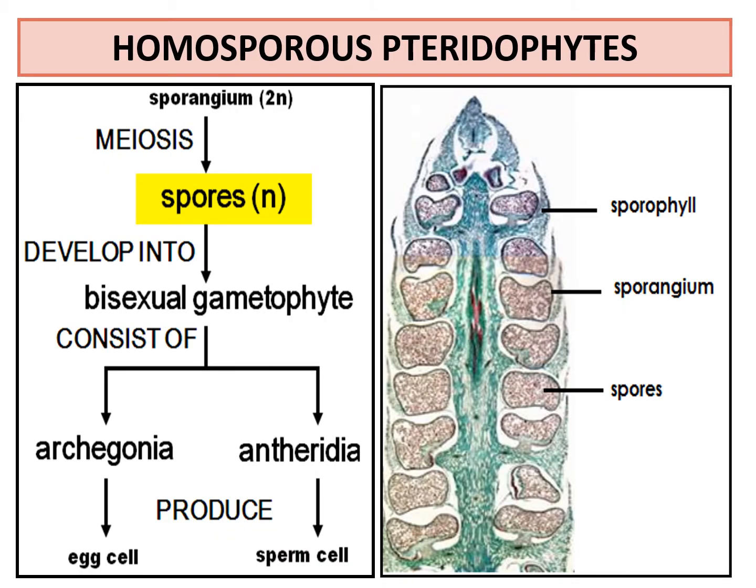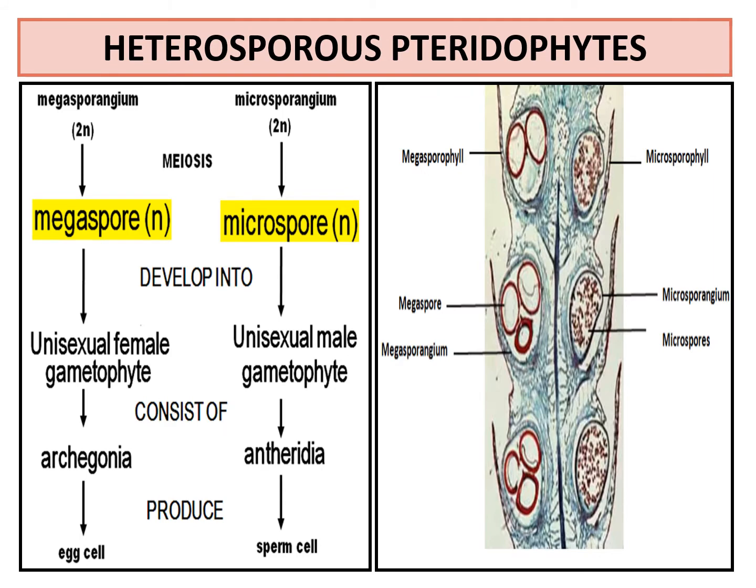So for homosporous pteridophytes, when we observe under microscope, there is no difference in the sporangium. Maknanya dalam sporangium ni semua nampak sama saiz je dia punya spore. Halus je. So the spores will develop into bisexual gametophyte that consists of both archegonium and antheridium. So tak ada beza archegonium and antheridium pada struktur yang sama. While heterosporous, we can see the difference in the structure or in the spores.